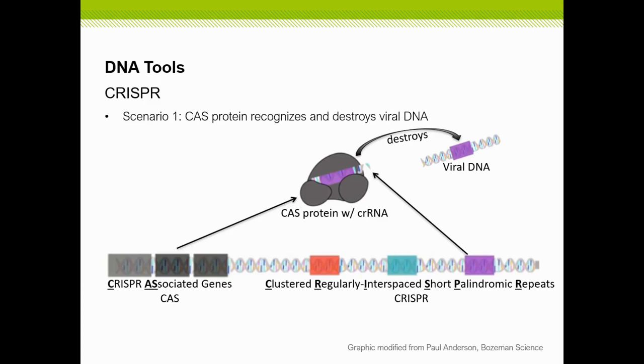And so if this viral DNA has already been inside this type of bacteria before, the Cas protein is going to recognize it, and it's going to destroy it. It's going to go and just cut it in half, therefore deactivating it. And so that's the first type of scenario for CRISPR.